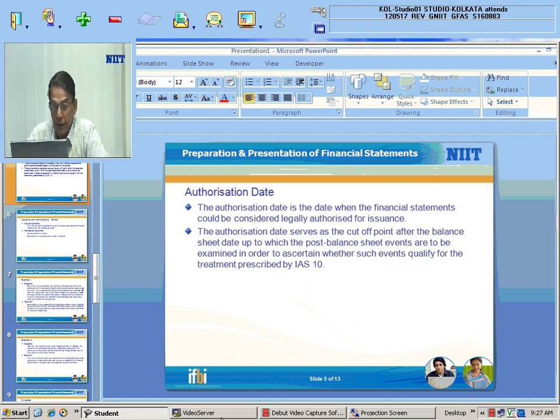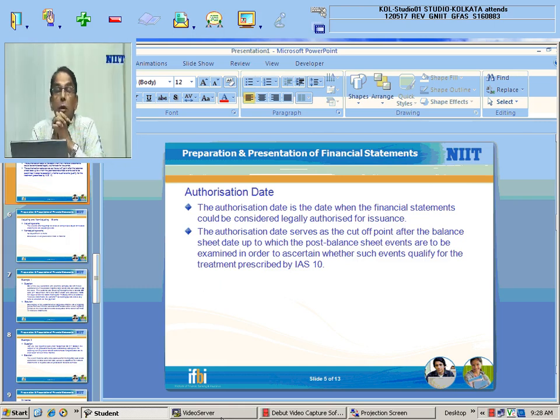These are the two principles to be considered while determining what is the authorization date. If an entity is required to place the financial statements before the shareholders or to the supervisory board for their approval, the date on which the management authorizes issuance of the financial statements, or the date on which the management authorizes issue of the financial statements to the supervisory board, will be the cut-off date. That will be considered as the authorization date. So all events up to that date would be examined to ascertain whether such events qualify for the treatment prescribed under IAS 10. So we are very clear up to what point of time we will consider the post-balance sheet events.